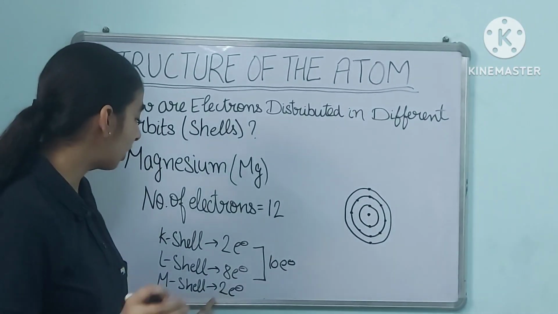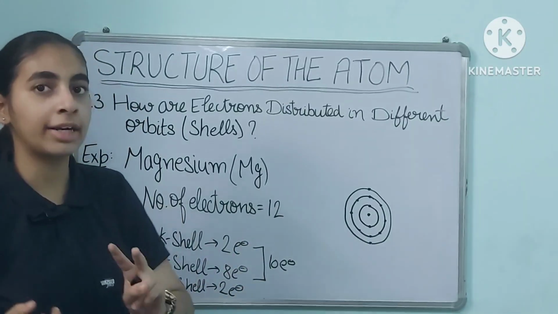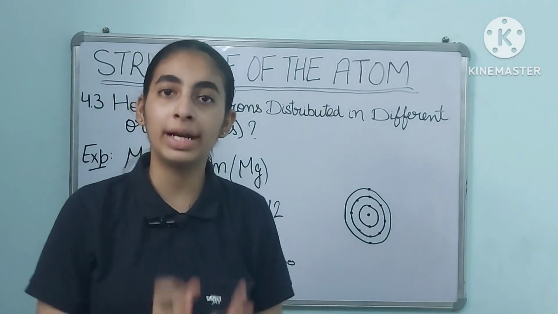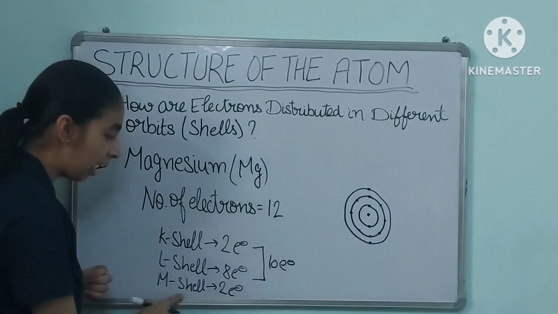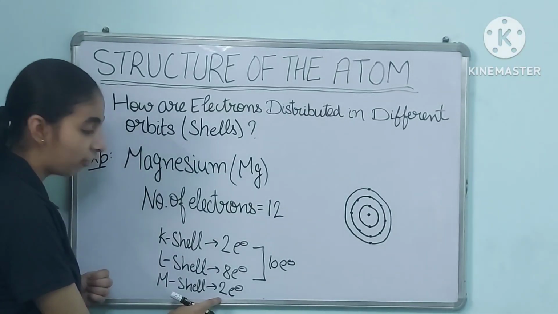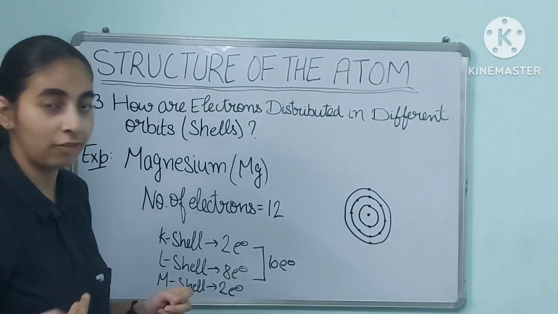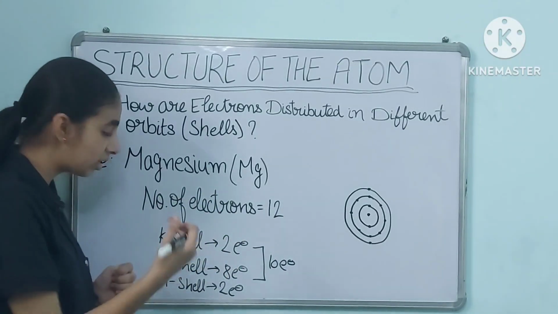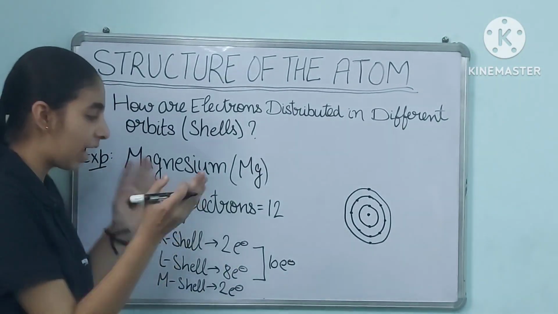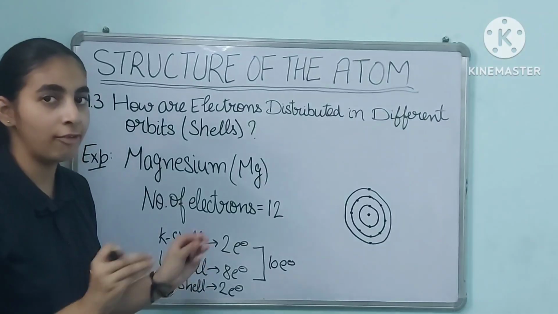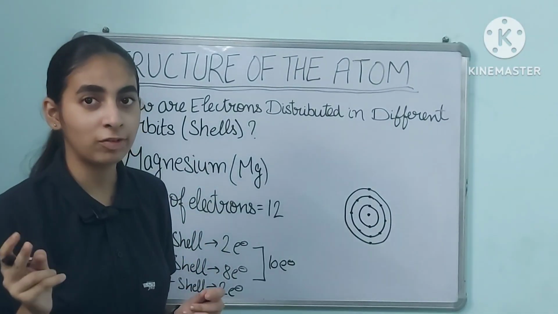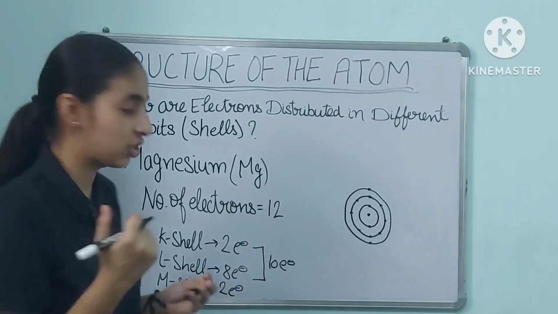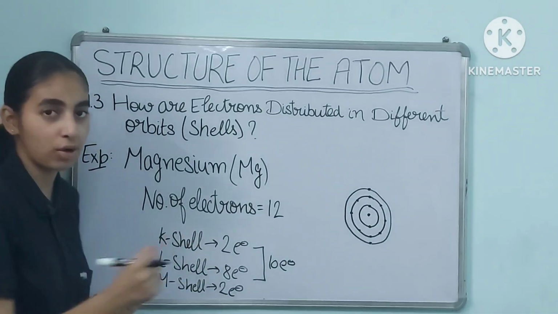The M shell also has the capacity of filling up to 8 electrons. Again, by the second rule, the outermost shell can be filled with up to 8 electrons only. This is the outermost shell, the M shell, and I have filled it with 2 electrons because 2 electrons were left. Also see that I have filled this in a stepwise manner. First the K shell gets 2 electrons. Then in the L shell, I fill up to 8 of the remaining electrons. 2 electrons are left behind, so I fill them in the next shell, the M shell.